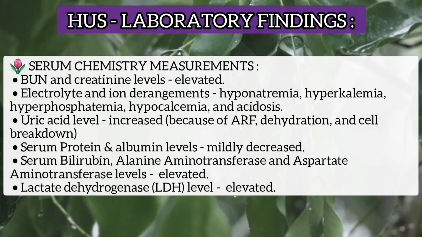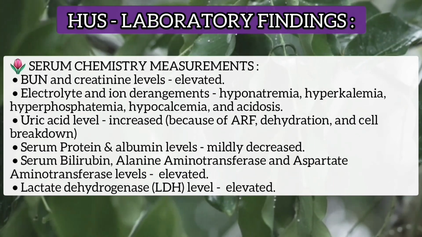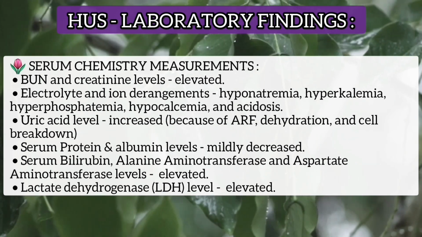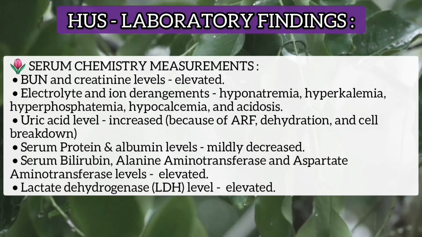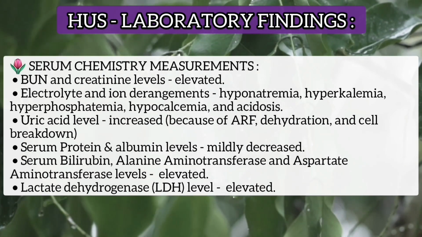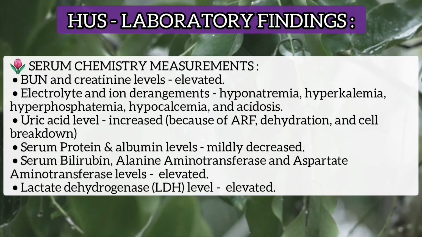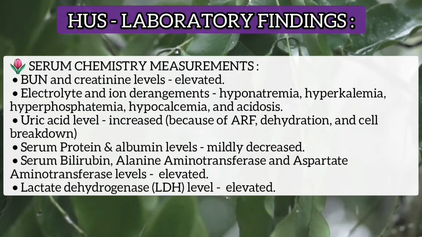Now, blood urea nitrogen and creatinine levels are elevated because of acute renal insufficiency. There may be hyponatremia, hyperkalemia, hyperphosphatemia, hypocalcemia, and acidosis. Uric acid level is also increased. Serum protein and albumin levels may be mildly decreased. Serum bilirubin, alanine aminotransferase, and aspartate aminotransferase levels and lactate dehydrogenase level is also elevated.